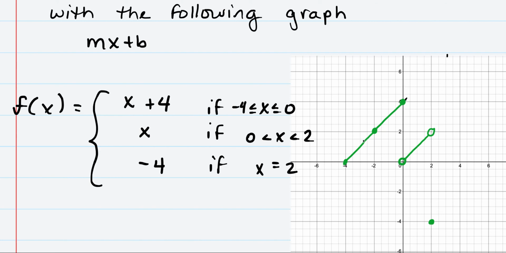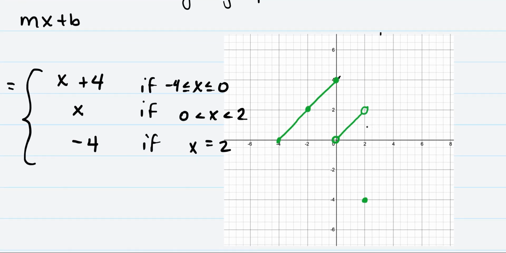Let's look at the domain and range just as an extra exercise. What is the domain? Well, you can see that the domain starts at -4. We have something at 0 all the way to 2. And at 2, we have an open circle here, but it's colored in there. So we stop at 2.